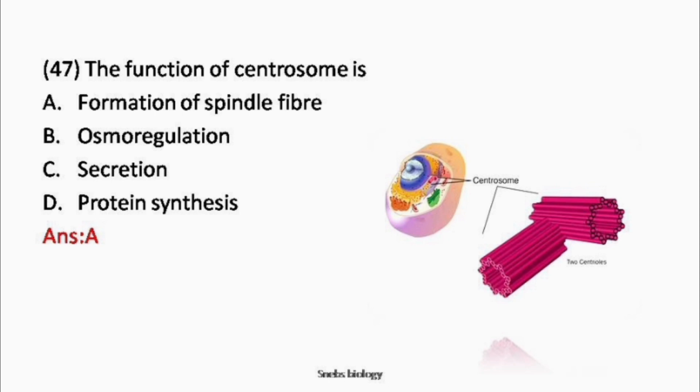Option D, protein synthesis. So centrioles are minute submicroscopic subcylindrical structures which usually occur in pairs inside a specialized cytoplasm called a centrosphere or kinoplasm. The whole complex is called a centrosome, having two centrioles lying at right angles to each other. They occur in the cytoplasm of animal cells. Centrosomes give rise to spindle fibers and are responsible for the movement of chromosomes during cell division. So the correct answer is formation of spindle fiber, option A.